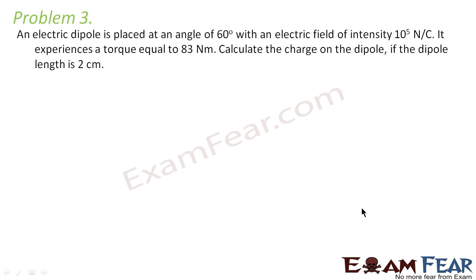So let us look at one more problem. This problem states that an electric dipole is placed at an angle of 60 degree with an electric field of intensity 10 to the power 5 Newton per coulomb. So theta here is given as 60 degree. The electric field intensity E is given as 10 to the power 5 Newton per coulomb. It experiences a torque equal to 8 root 3 Newton meter. So we need to calculate the charge on the dipole if the dipole length is 2 centimeters.